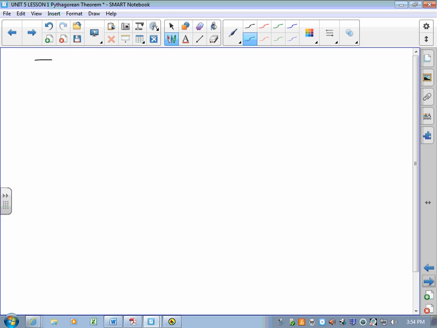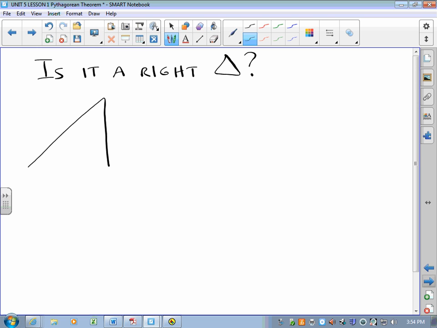It works in reverse. We could play everybody's favorite game, is it a right triangle? So I've got this triangle, and maybe this is 15, and that's 8, and this is 17, and I want to know, is this a right triangle? Well, if I want to know if it's a right triangle, I use the Pythagorean theorem. A squared plus b squared is c squared. C is always the biggest side. It's the hypotenuse. And I use my calculator.